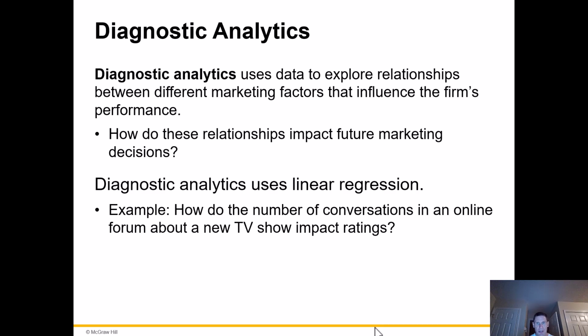Diagnostic analytics uses linear regression. Now, if you're not familiar with regression, that's a fairly straightforward, depending on the type of regression, statistical technique that you can use. It's a great forecasting tool. It has other uses too. In this example, how does the number of conversations in an online forum about a new TV show impact ratings?